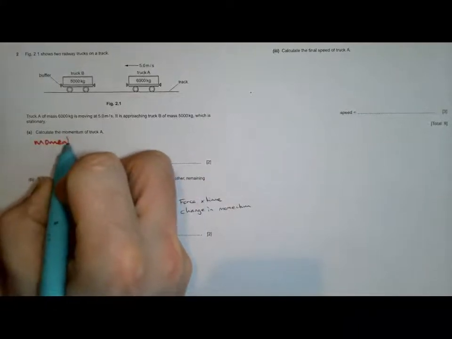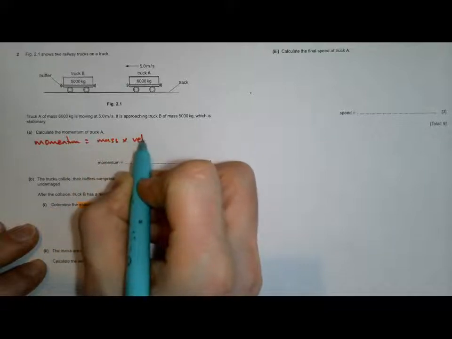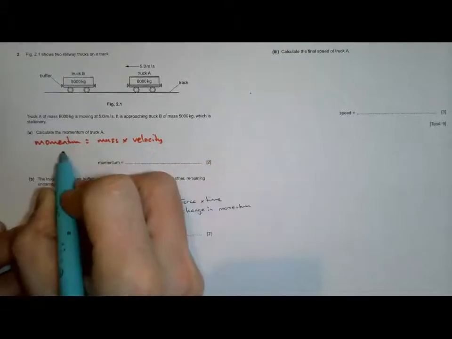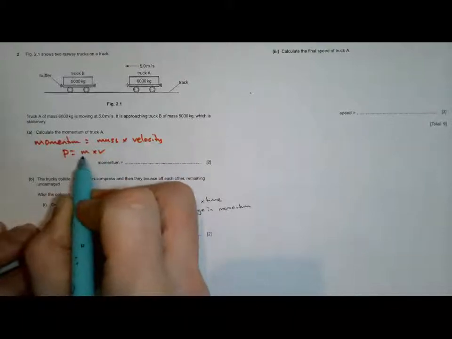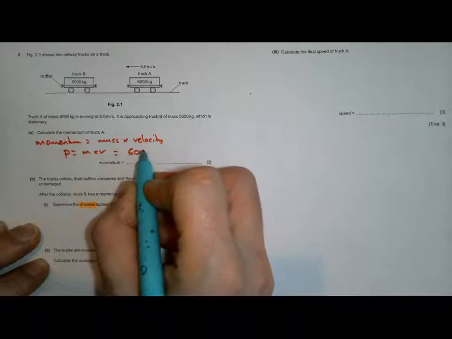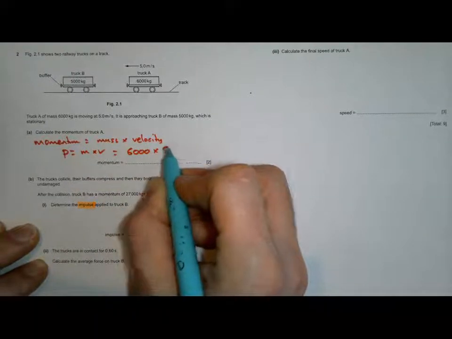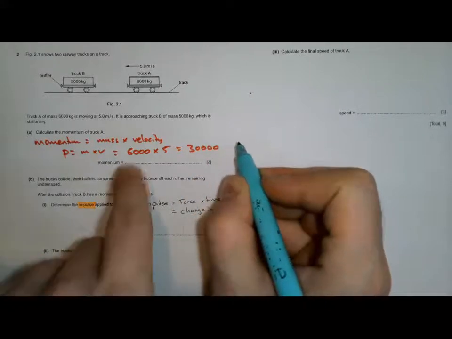So in part A, it asks for momentum. Momentum equals mass times velocity. So this is really quite an easy question. If we were to write it in symbols, it is p, which is momentum, equals mass times velocity. So that's going to be 6,000 times 5, which is 30,000. And then we need the unit.